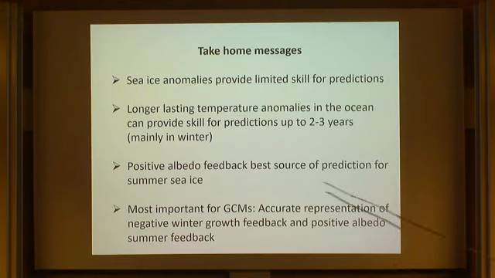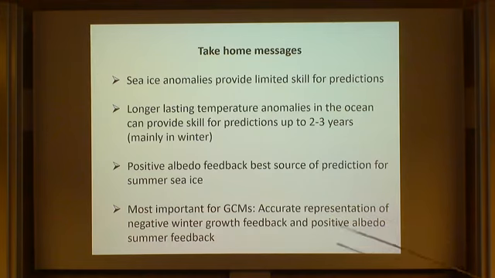For the summer period, it's clear that the albedo feedback is the best source of prediction. This makes this possible. And I think what we learn in general for global climate models is that we need an accurate representation of the negative winter growth feedback and the positive albedo summer feedback. The negative winter growth feedback is the main feedback that is responsible for the fact that we still have sea ice, and it is quite dominant as long as we have winter sea ice.